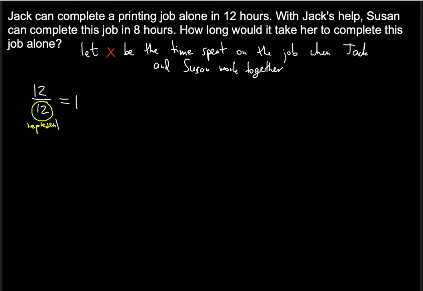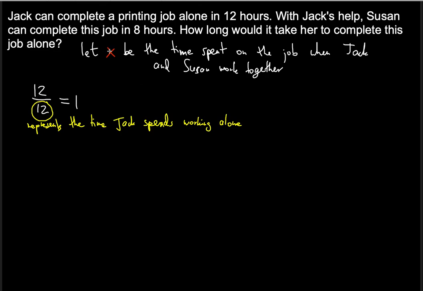Represents the time Jack spends working alone. So now the 12 will be the variable here in this case. The 12 on the top in the numerator will change.